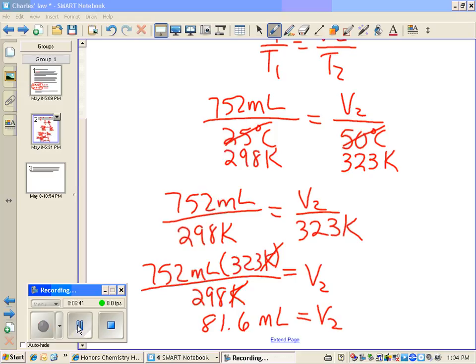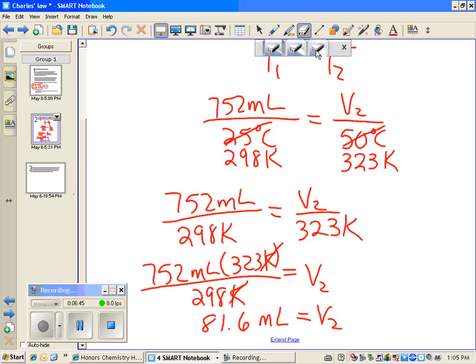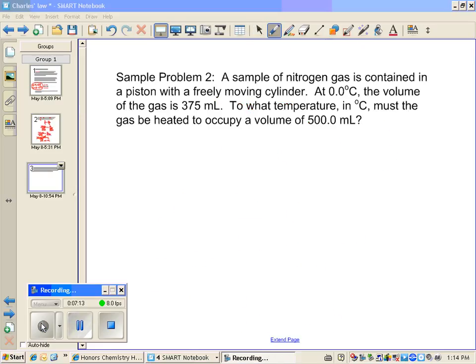Okay? Sorry, this is wrong. Let me erase this. Why can't I erase this? Oh, yeah, that's what it is. There's a pen missing. Okay. Sorry. Redo that math. It comes out to be 815 milliliters. All right. Somebody check. Okay.